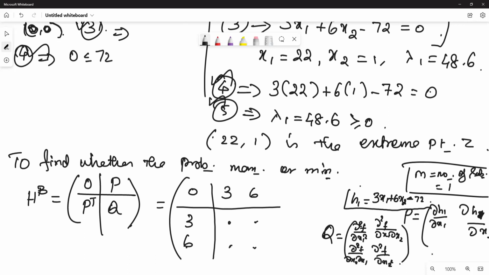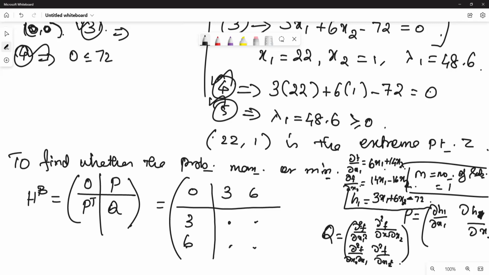What is our F? F is 3x1² plus 14x1x2 minus 8x2². From that, find ∂F/∂x1 and ∂F/∂x2. If you differentiate this with respect to x1, it is 6x1 plus 14x2. And ∂F/∂x2 is 14x1 minus 16x2. Okay, let us go for the second derivatives.